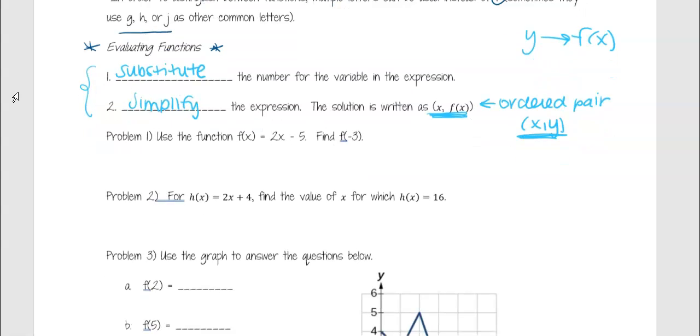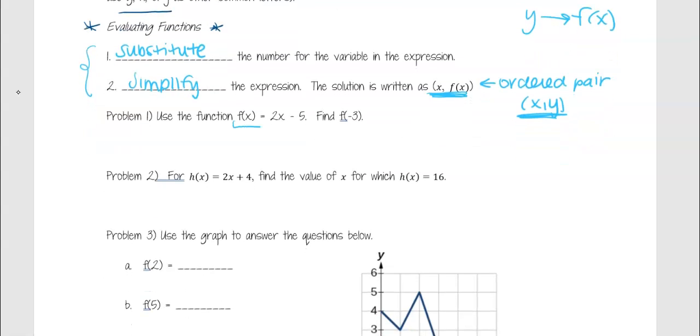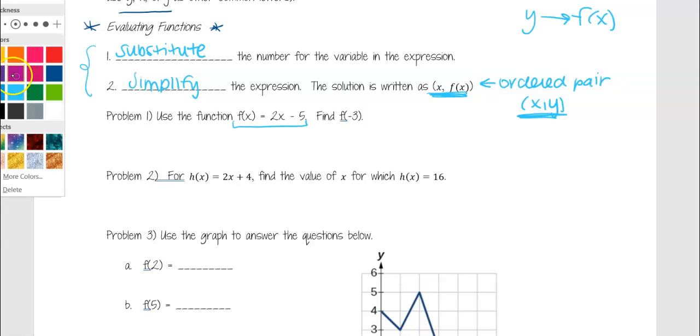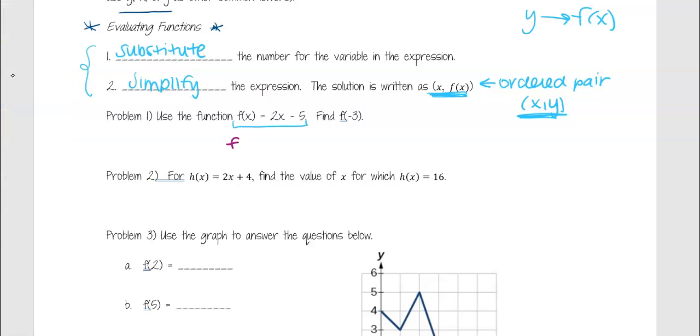So let's practice. It says use this function. So they give me a function, f of x equals 2x minus 5. And they say, okay, find f of negative 3. So what we're going to do is I'm going to say, okay, f of negative 3.